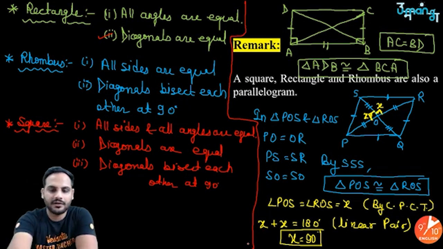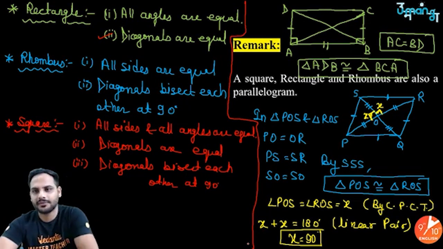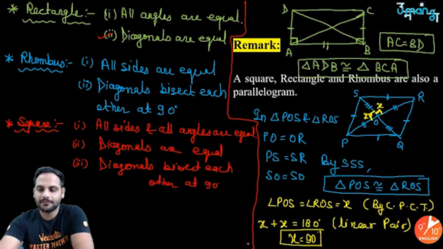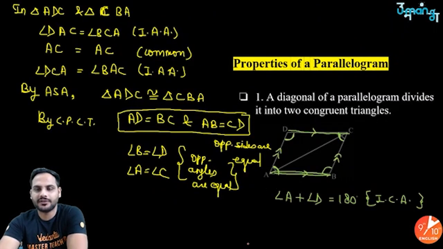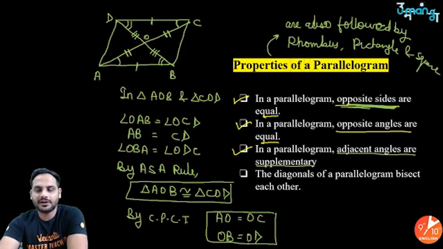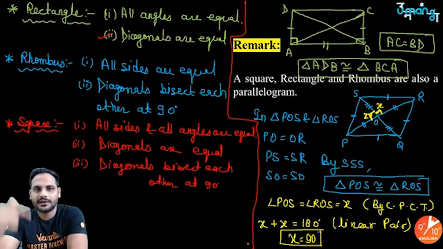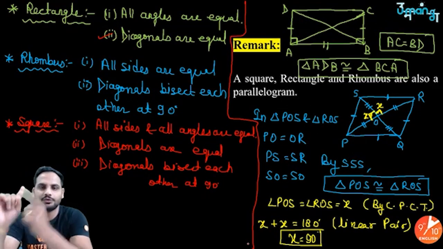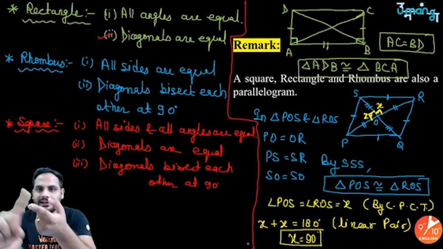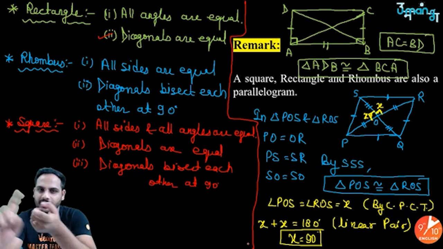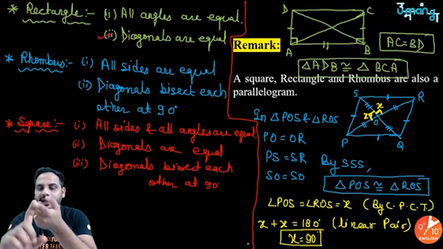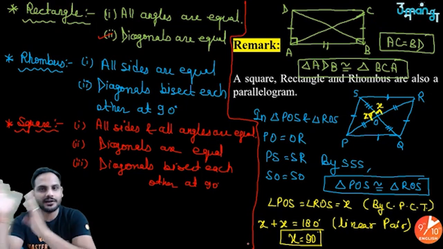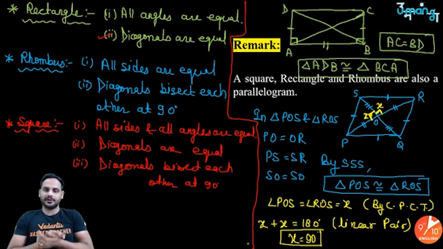And we need to take care of these extra properties. Okay. I have given you the proof for these extra properties as well. So these are all the properties of the parallelogram. And whatever are the properties of a parallelogram, they are also followed by rectangle, rhombus and square. Other than that, they have some extra properties. So you will see diagonals are equal only in rectangle and square. In rhombus and parallelogram, they are not equal. Diagonals bisect each other at 90 degrees only in rhombus and square. In parallelogram and rectangle, it could be anything. So this graph is very important.